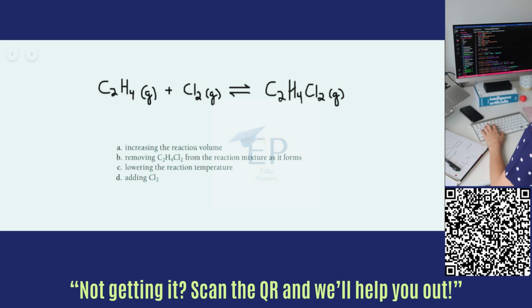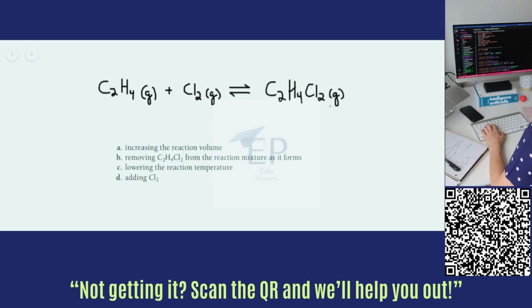Increasing the reaction volume. For this option, it's important to note that volume and the number of moles of gas are directly related. That is, if you increase the volume of the reaction, you're going to shift the reaction towards the side that has the greater number of moles of gas, as if they have more space to spread out in the new, larger container.